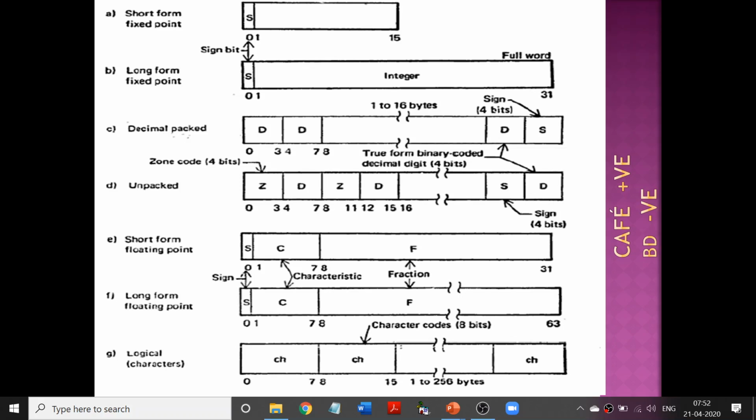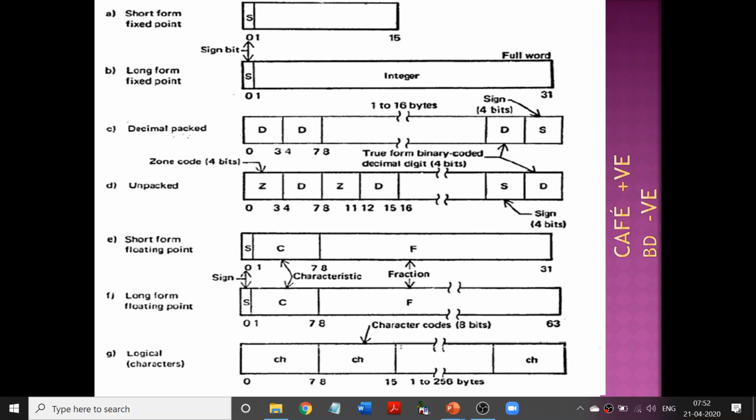S is nothing but your sign bit. So the 0th bit is your sign bit. 1 to 31 is all going to be your number. So you can represent a bigger number here. A bigger integer can be represented because you have a total of 31 bits plus 1 sign bit. So much space you have to store a number. But you cannot store decimal numbers. This is only for integers or fixed point numbers.